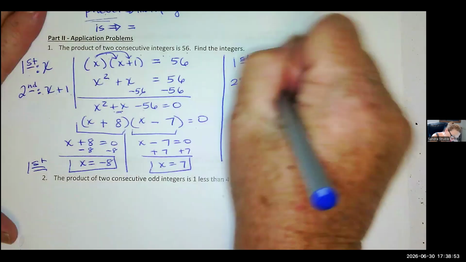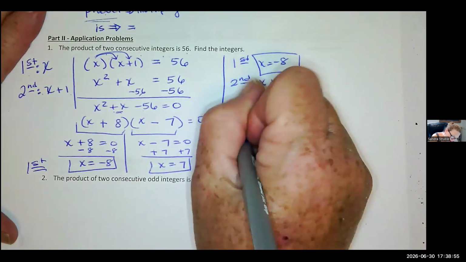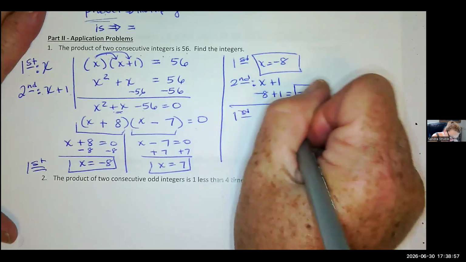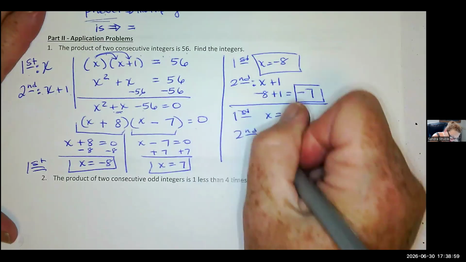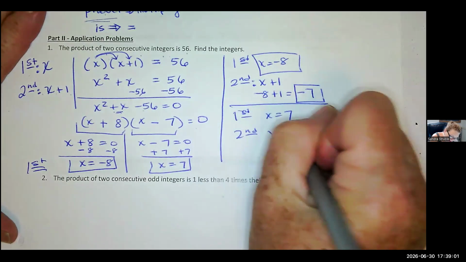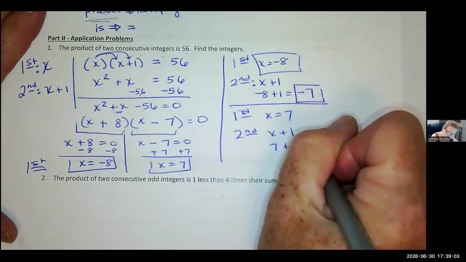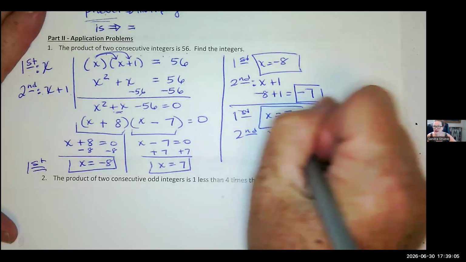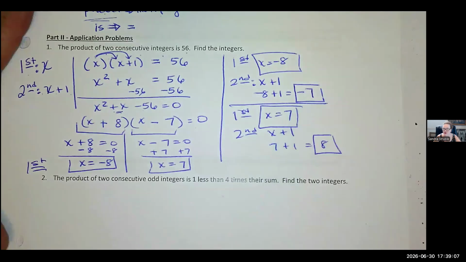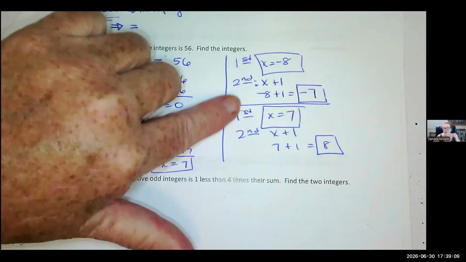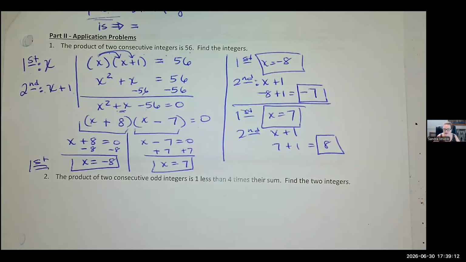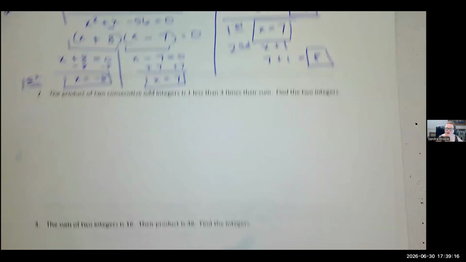For the first, x is equal to 7, the second is x plus 1, so 7 plus 1 is 8. There's your first and second integer. The product of the two will give you 56. All right, the product of two consecutive odd integers.